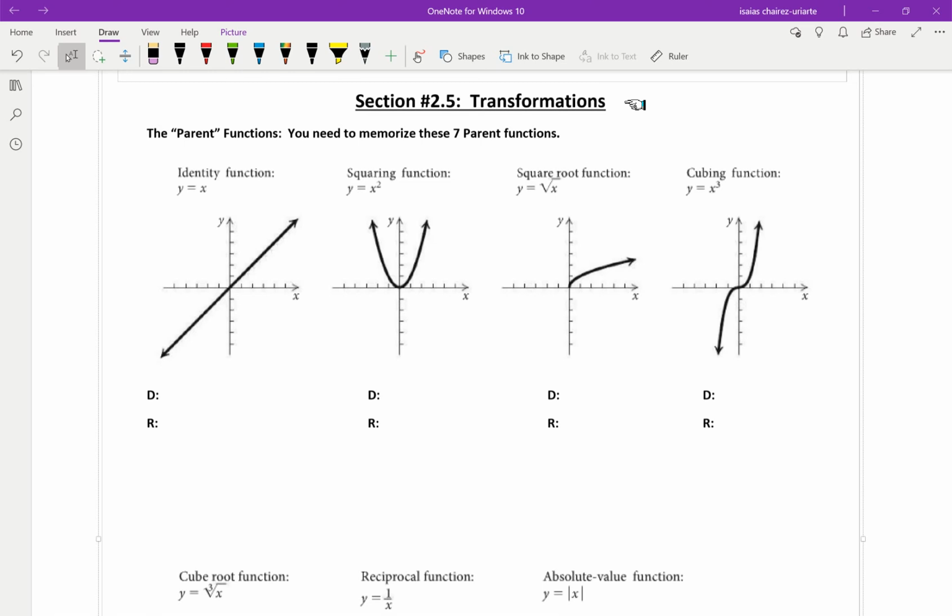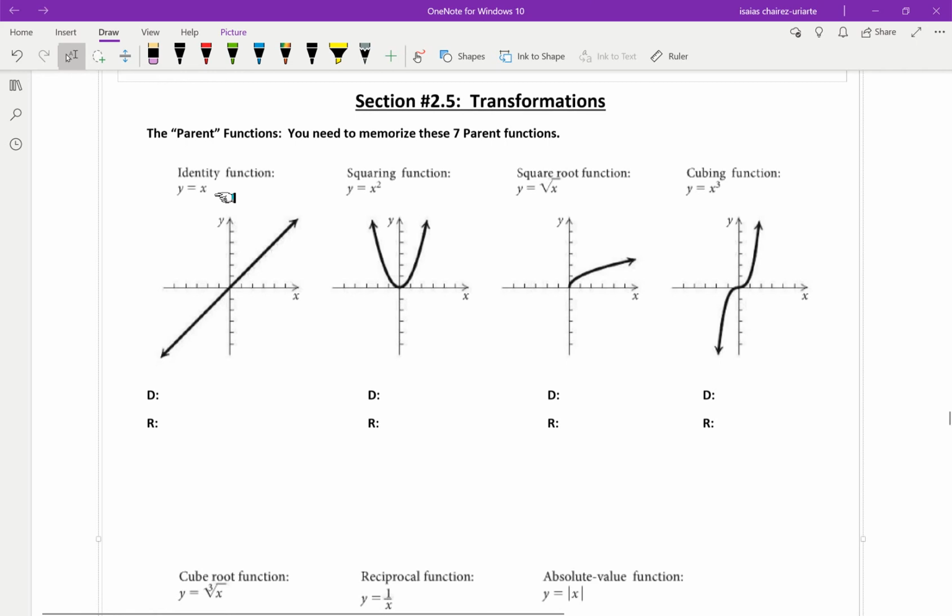So it's not a bad idea to keep these functions and their graphs memorized. It just makes your life a little bit easier later on. Once you recognize a similar graph, you'll be thinking what the parent function is. So we're going to call these things the parent functions. We're going to build our transformations based on these parent functions.